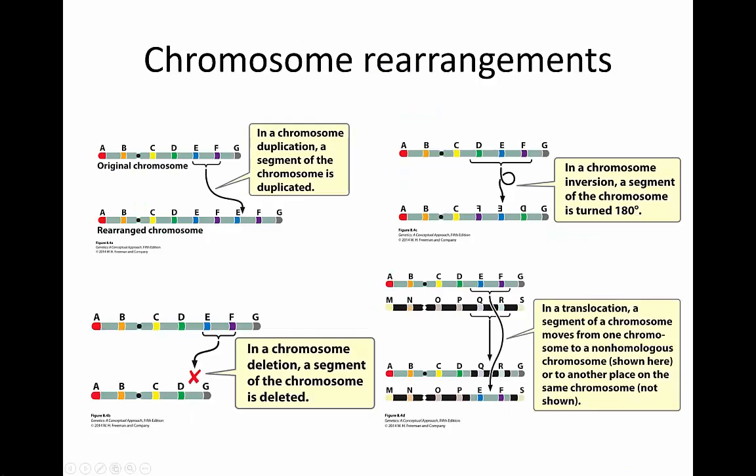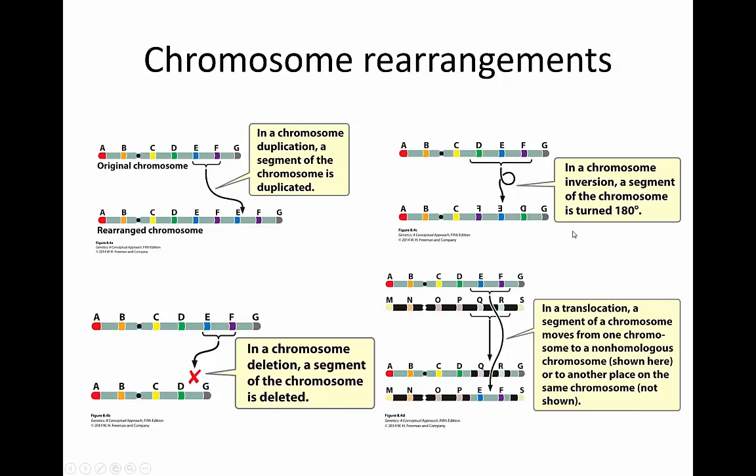So here's a summary of the types of chromosome rearrangements we're going to talk about. This is a duplication. You have this small region, the E and F region, now found twice in this chromosome. In a deletion, you have a small region of the chromosome that is missing. And so here you've lost this E and F region.